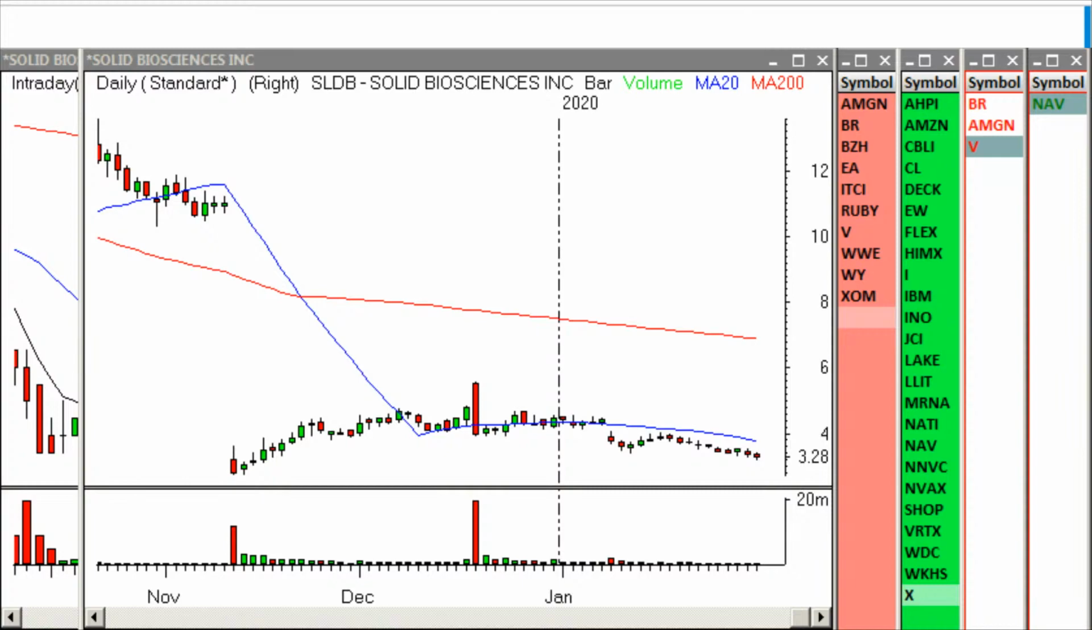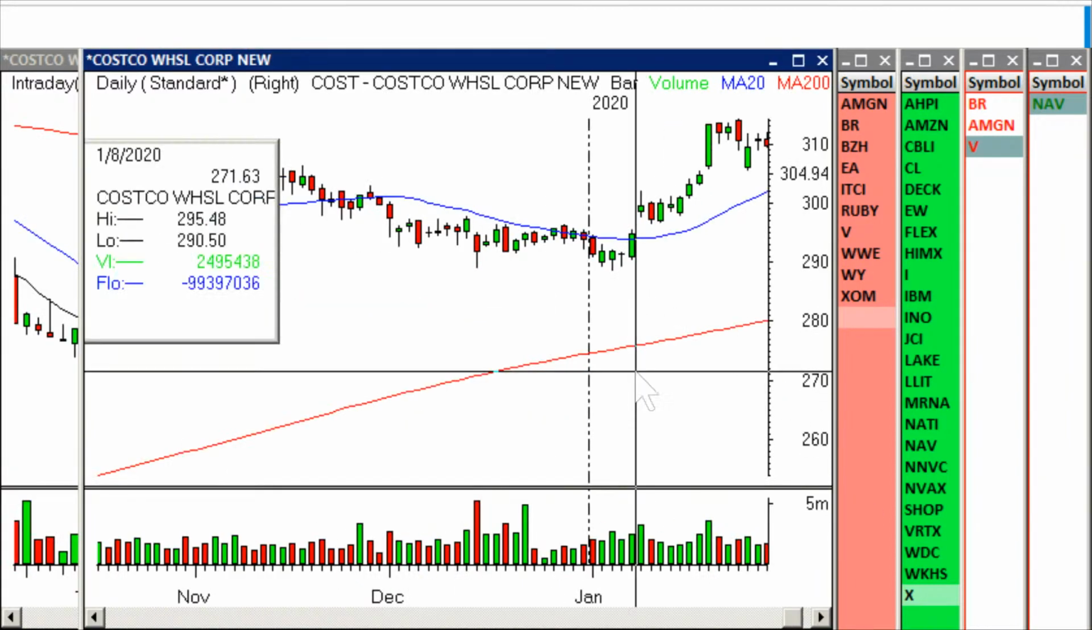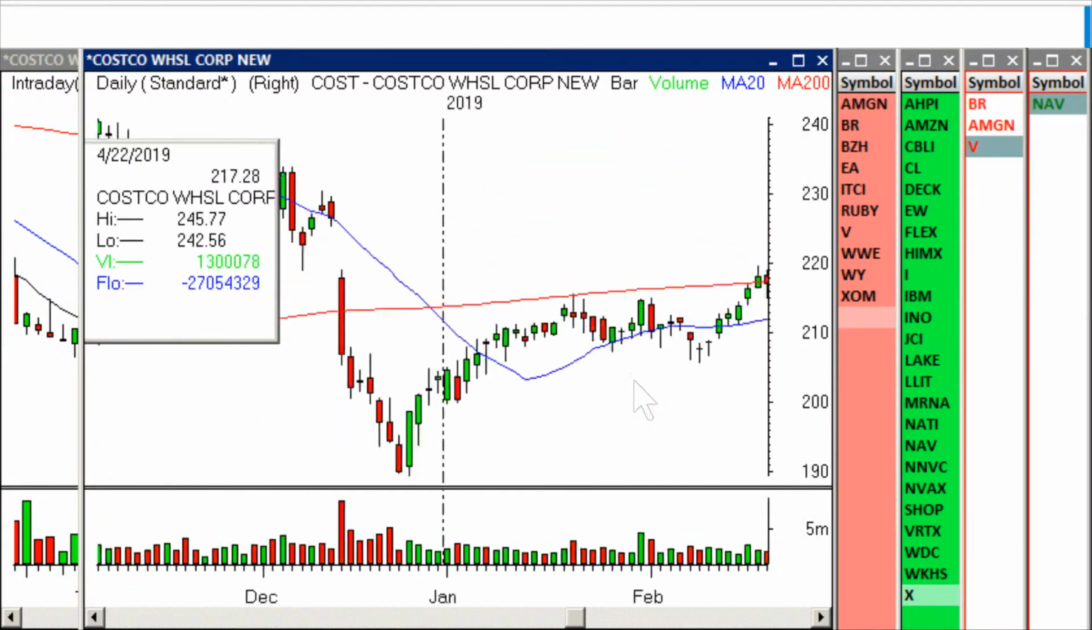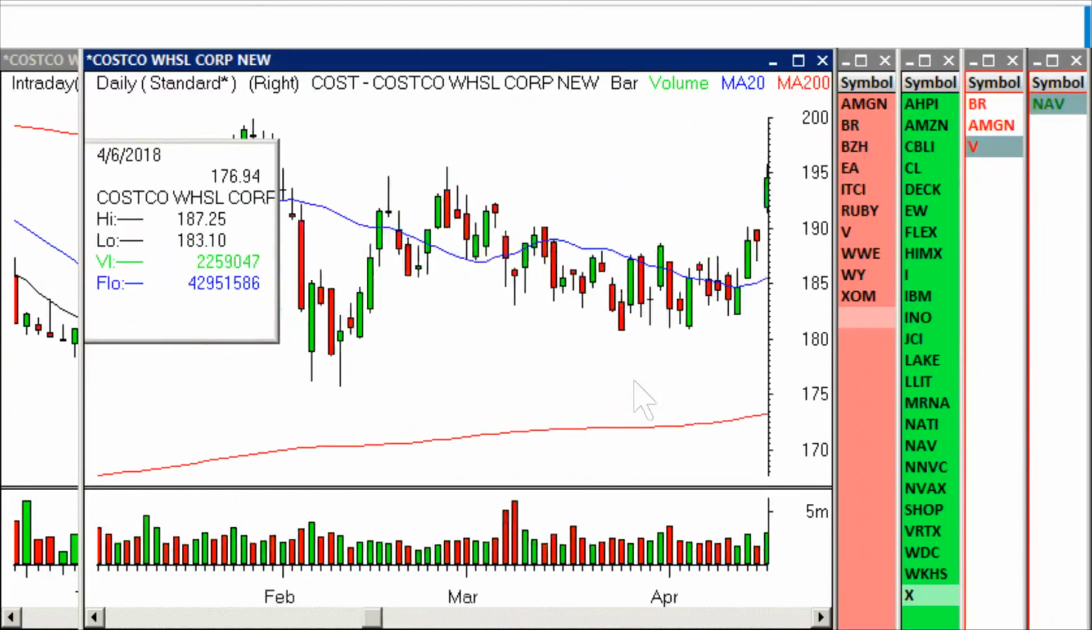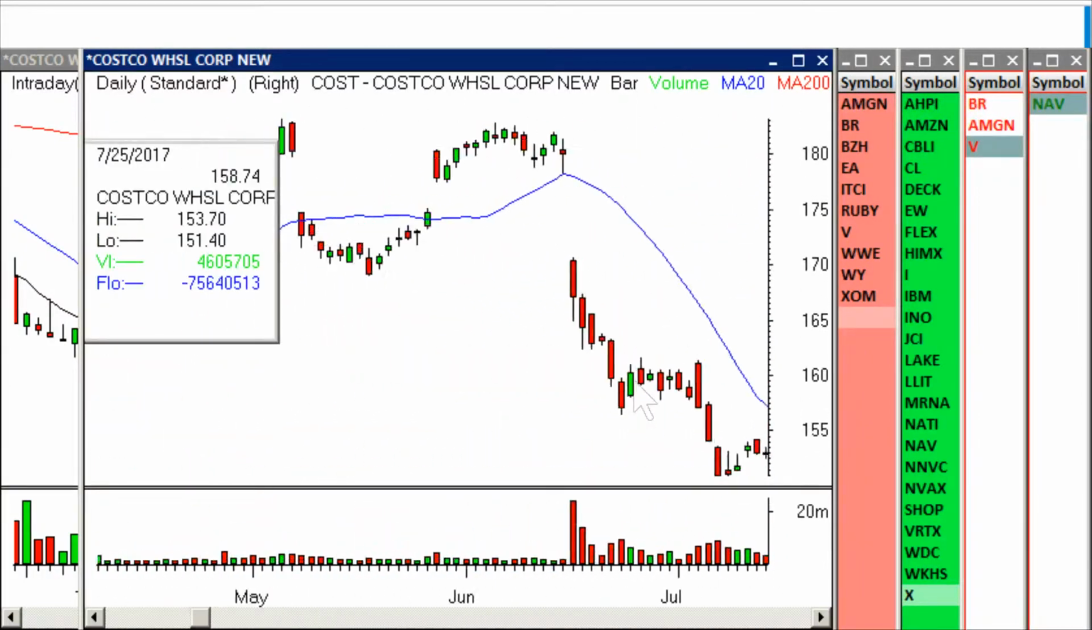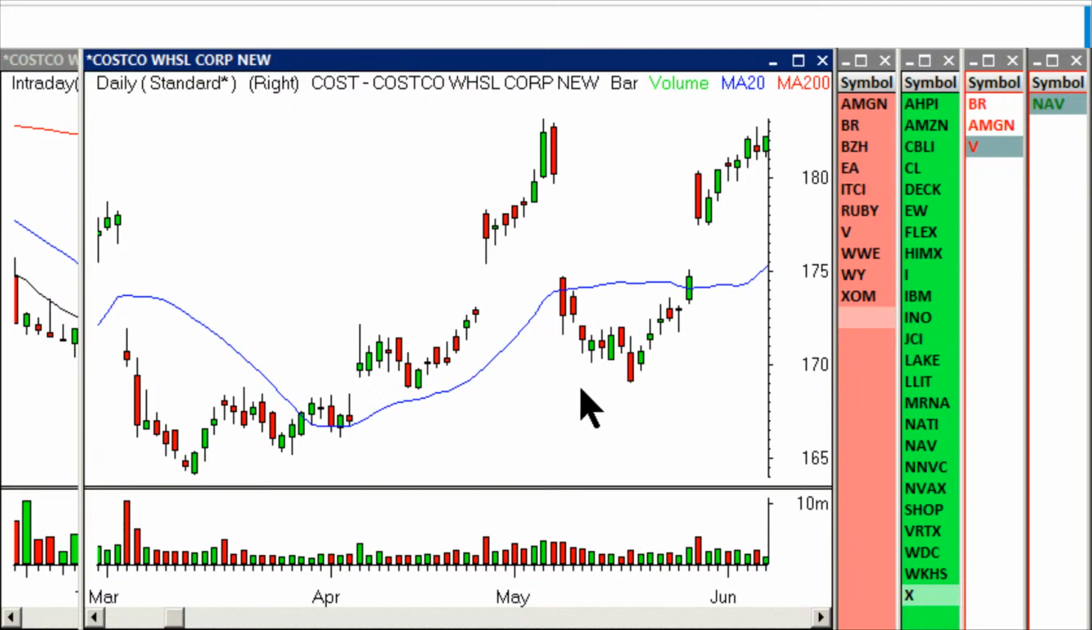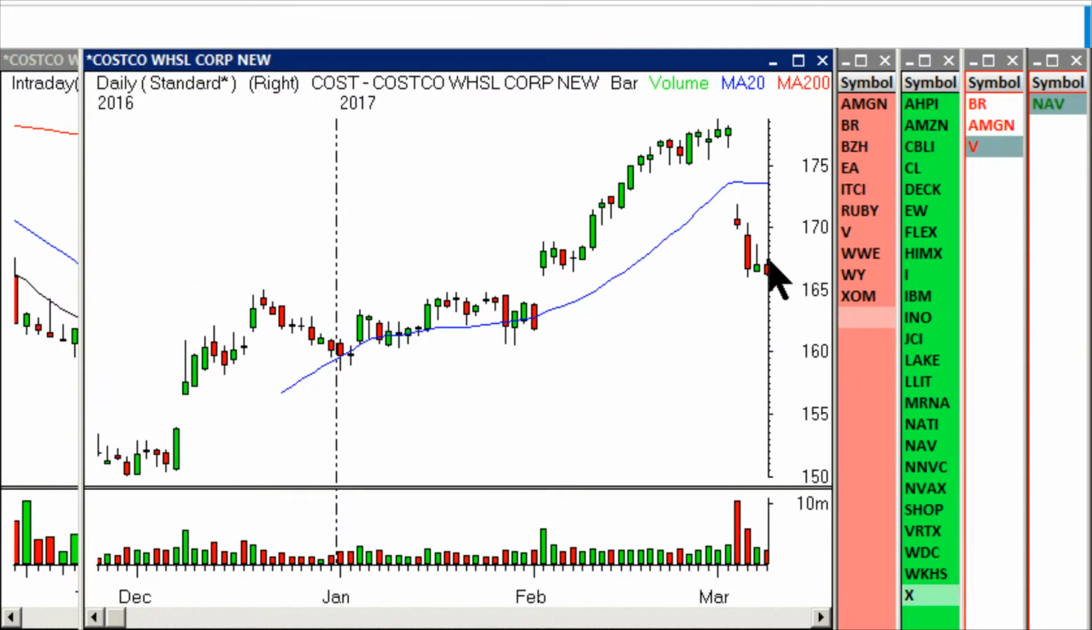I can't think of a play right now other than the Costco that comes to mind. It's an old gap, but if you like it, this broke the long-term uptrend. I don't know where it is. Is this Costco? Oh, there it is. See it? It broke the long-term. This is an old one, but it's just the only one that comes to mind.